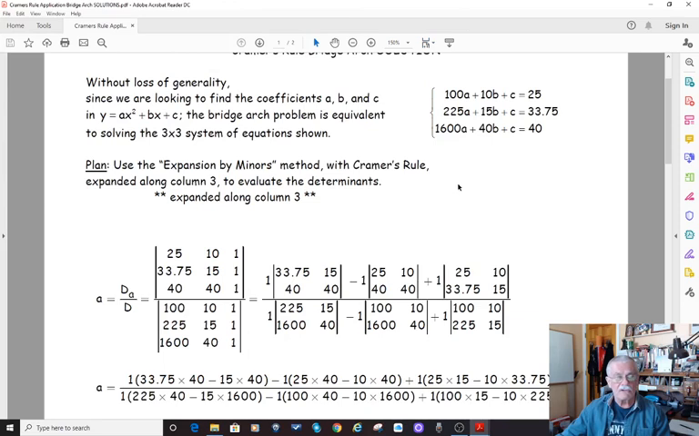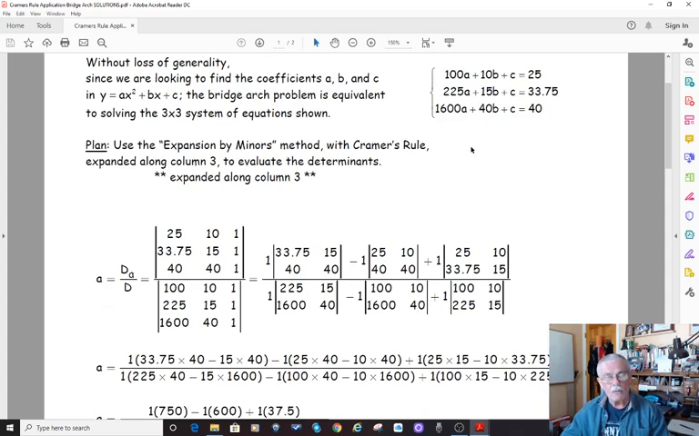Now, we're used to also seeing D for determinant, which we're still using, D sub x. Well, this is D sub a. We're looking for a, b, and c, not x, y, and z. So again, we have to be a little bit flexible. All right? Okay, so here we go. If we are expanding about column 3, let's do the denominator first, okay? You get 100, 10, 1; 225, 15, 1; 1600, 40, and 1.